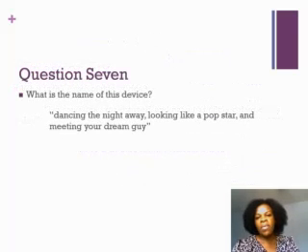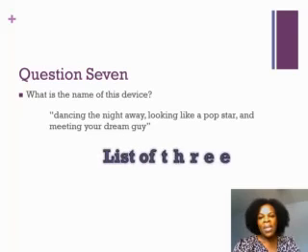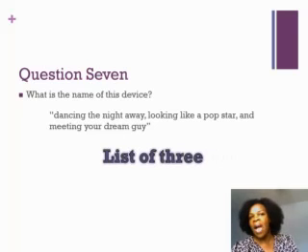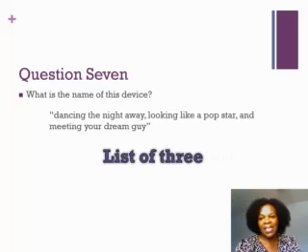What is the name of this device? Dancing the night away, looking like a pop star, and meeting your dream guy. And the device was a list of 3. And if you had put rule of 3 or pattern of 3, that would be correct because it's the same device, just a different name.